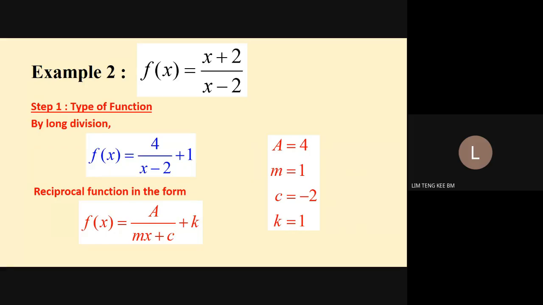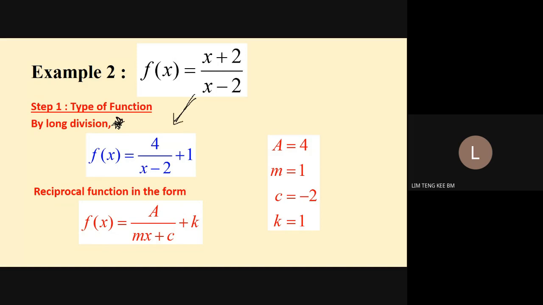Next, we're going on with example 2 for reciprocal functions. Let's say you are given a reciprocal function such that f(x) equals (x plus 2) over (x minus 2). How do we get the answer if you are asked to sketch the graph? Here, I make use of long division, which converts the function f(x) into the form 4 over (x minus 2) plus 1.